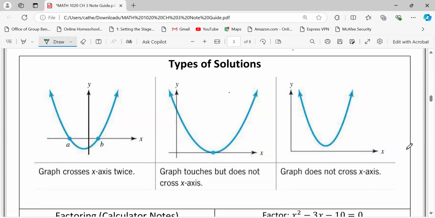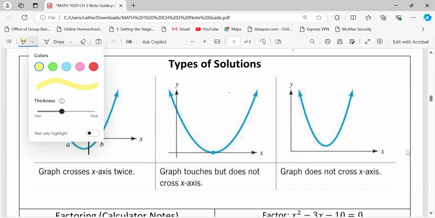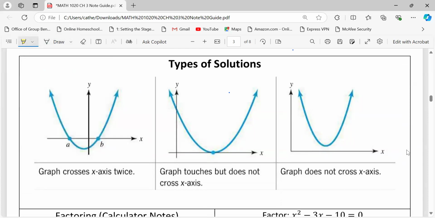You can have two solutions. That is where the quadratic crosses the x-axis twice. Okay, so those two would be your solutions. You can have one solution, and what actually happens there, the vertex, the very low point or the very high point just touches the x-axis, so you have one solution. And then you have a scenario where it never touches the x-axis. It would be a non-real solution.